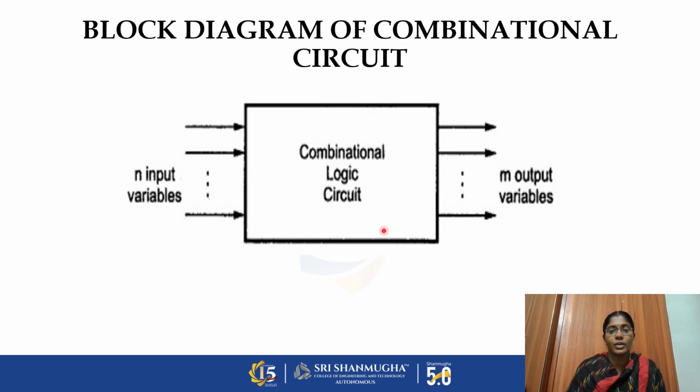The next one is this block, the combinational logic circuit, which is also known as the processing unit. It is the main part of the circuit, which will process the inputs we have given and generate the outputs. This is the output part, where these output lines let us take the output from the combinational circuit, which was processed with the help of the processing unit.